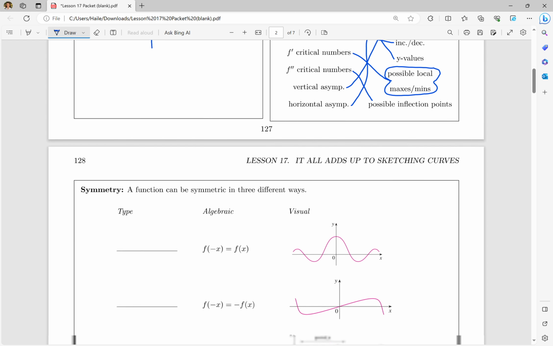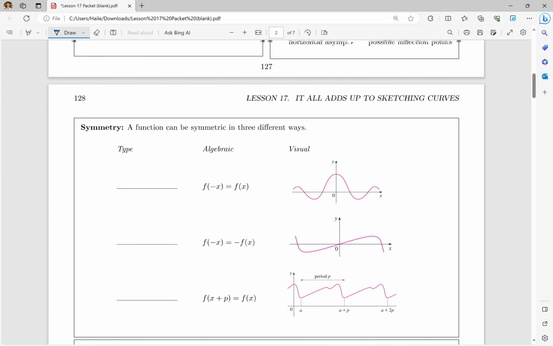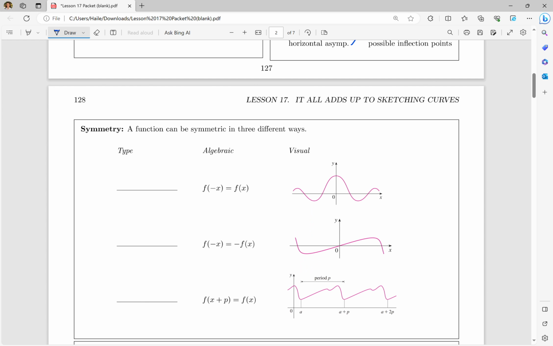The one last thing we're going to talk about with graphing functions is symmetry. So we haven't talked about this yet. And there's a couple of problems on your homework that deal with it. So I want to make sure that we cover it in detail. So a function can be symmetric in three different ways.